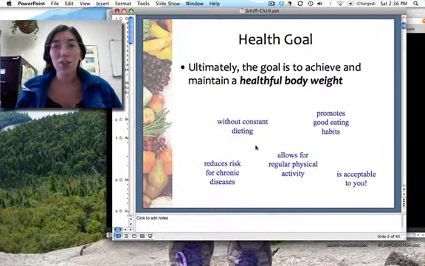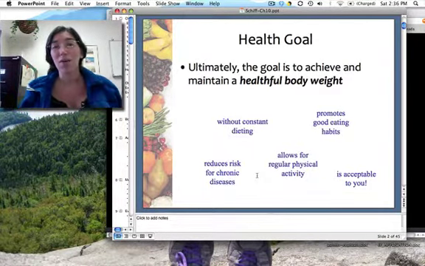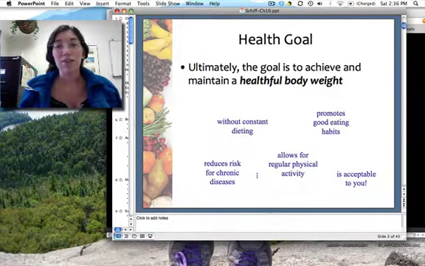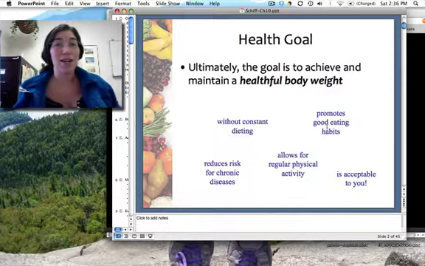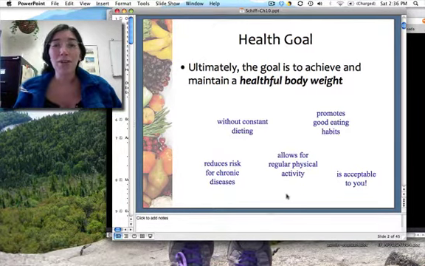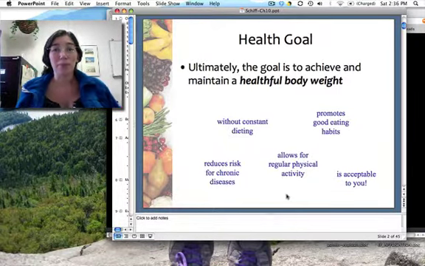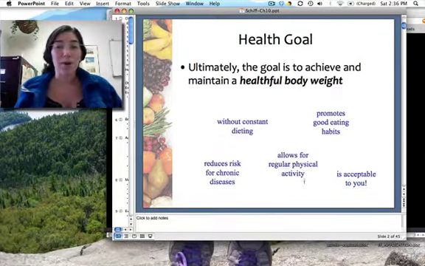A healthful body weight should promote good eating habits and be maintainable without constant dieting, without going on different schemes for eating and restricting yourself. It should be more of a lifestyle, with eating habits that are easy and enjoyable to maintain, so you're not going up and down, up and down. A healthful body weight also allows for regular physical activity. Physical activity is important for burning calories and for maintaining or achieving weight loss, but it's also important for your health in a lot of other ways, which we'll talk about more in the next chapter, Chapter 11.